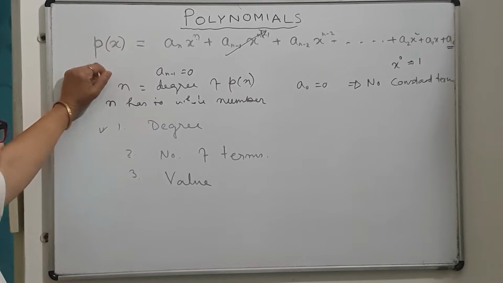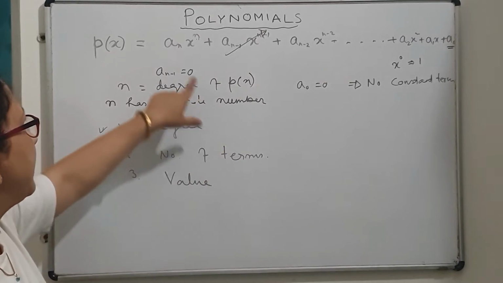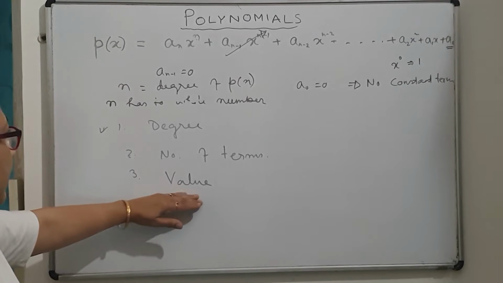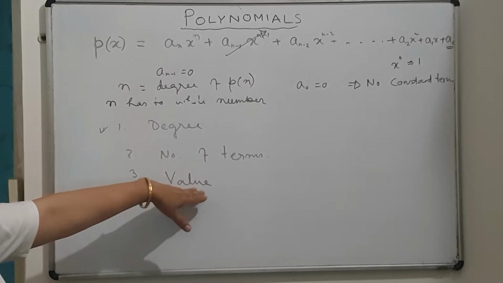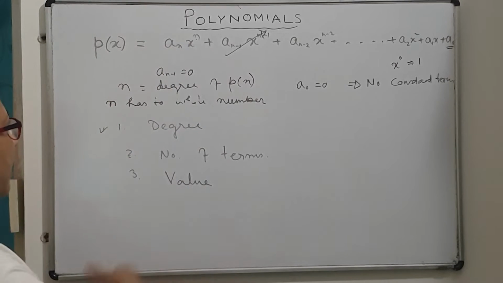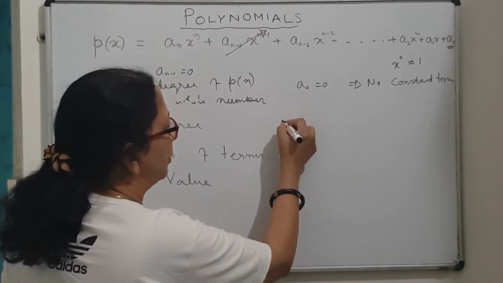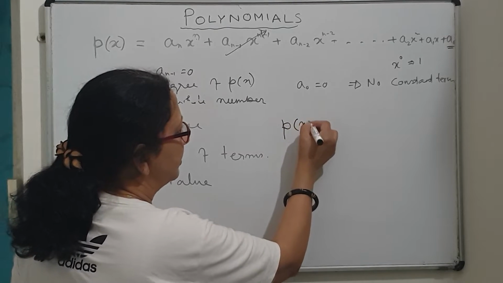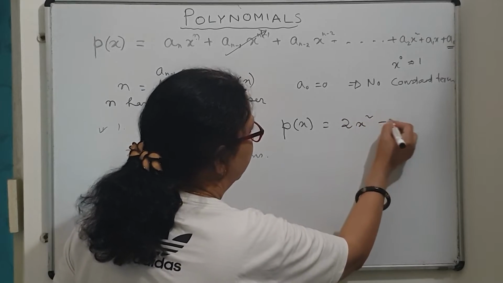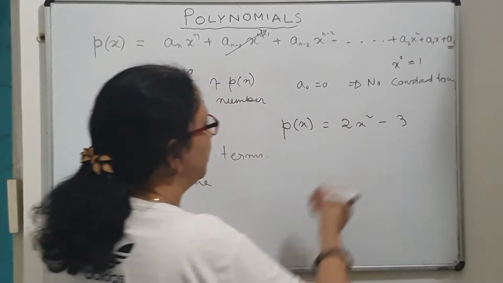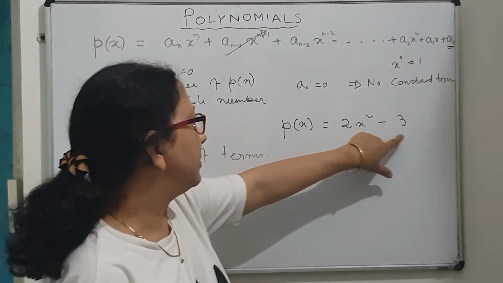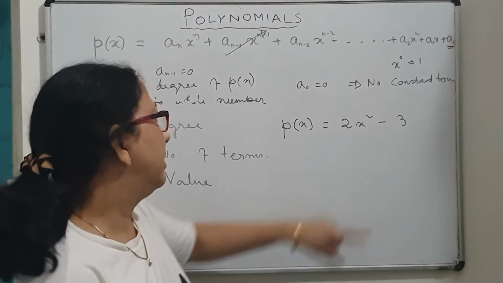And how many terms there will be depends upon the value of the real coefficients. Then there is the value we get by putting some particular value of x in the polynomial. For example, let me take a specific polynomial, say p of x is equal to 2x square minus 3. I am taking a simple polynomial. Degree is 2 and the number of terms is 2, so it is a binomial.